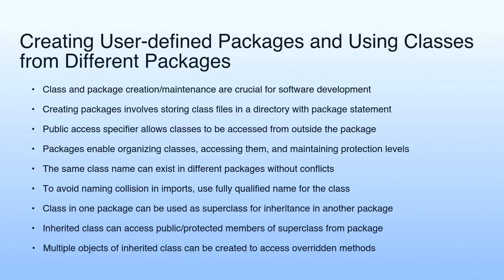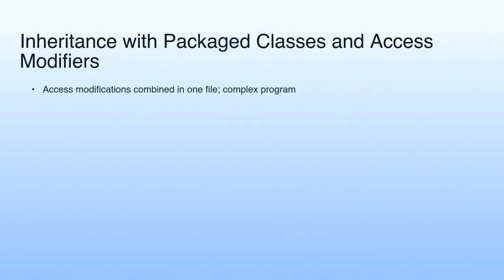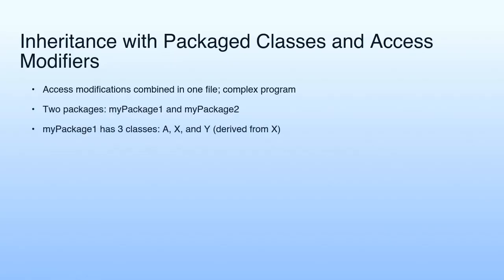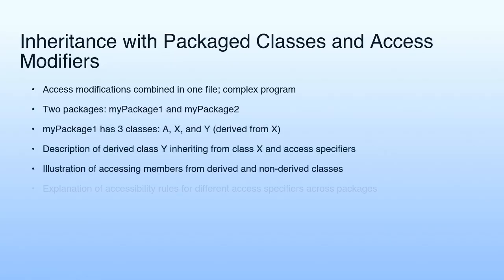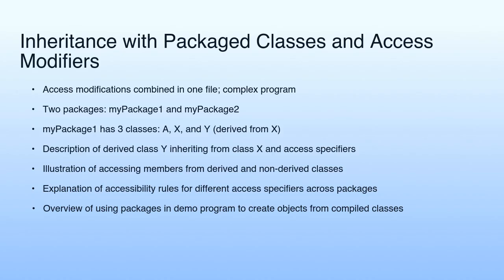Fully qualified names help avoid naming conflicts when importing classes. Our demo program showcases complex access modifications involving two packages, MyPackage1 and MyPackage2. MyPackage1 contains classes A and X, and the derived class I, inheriting from different access specifiers like public and private, which govern accessibility of members from derived and non-derived classes across packages.